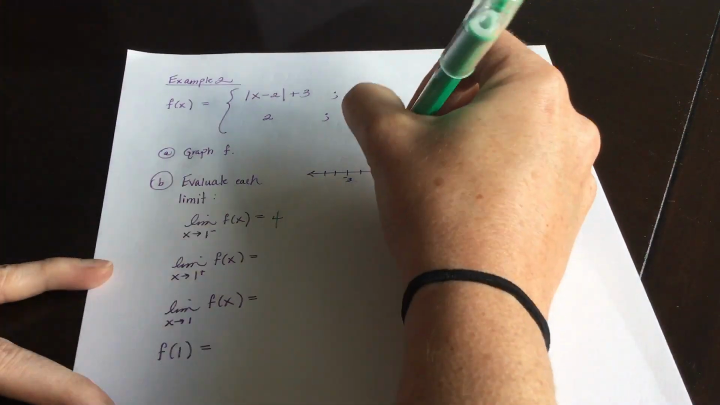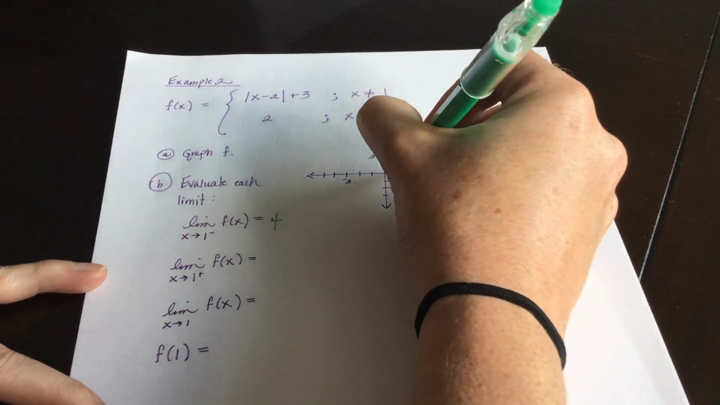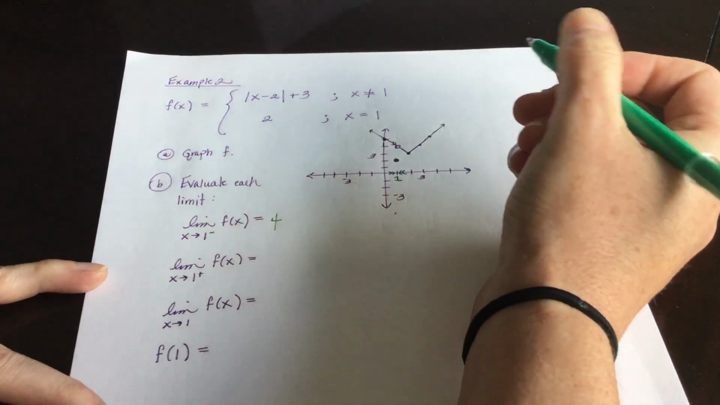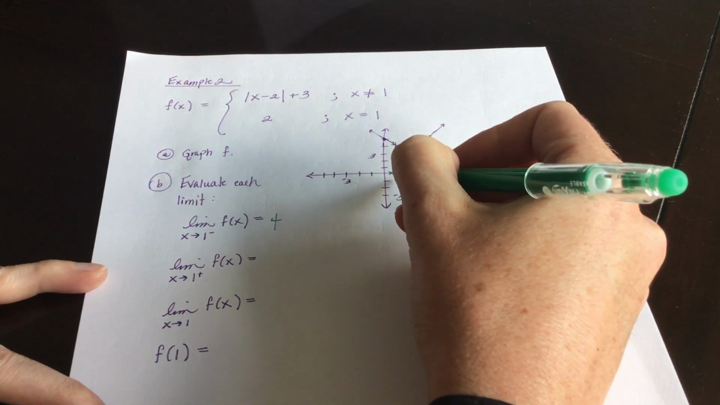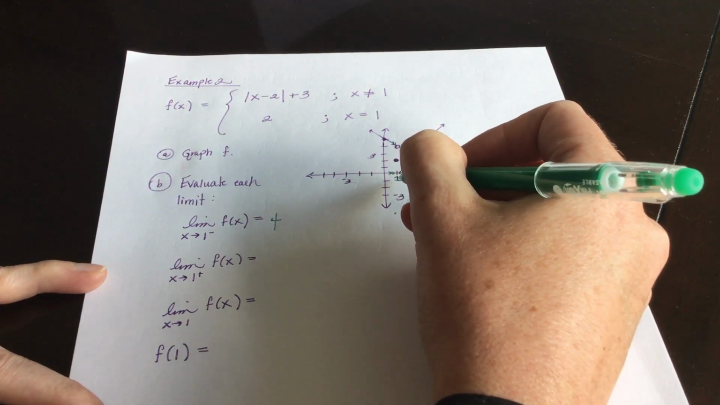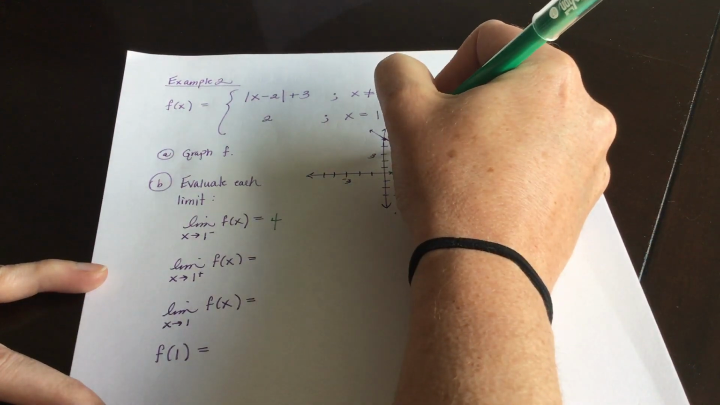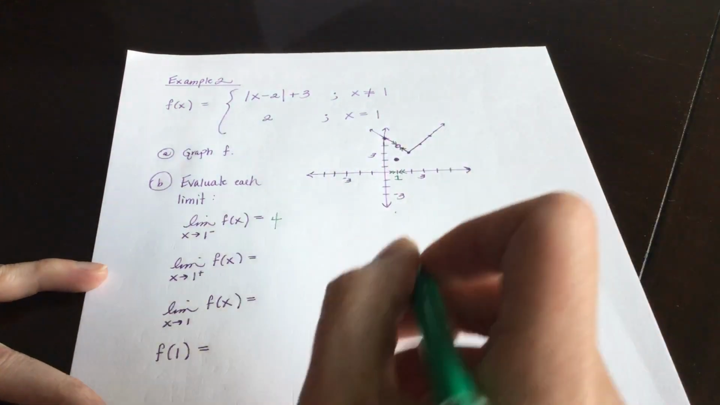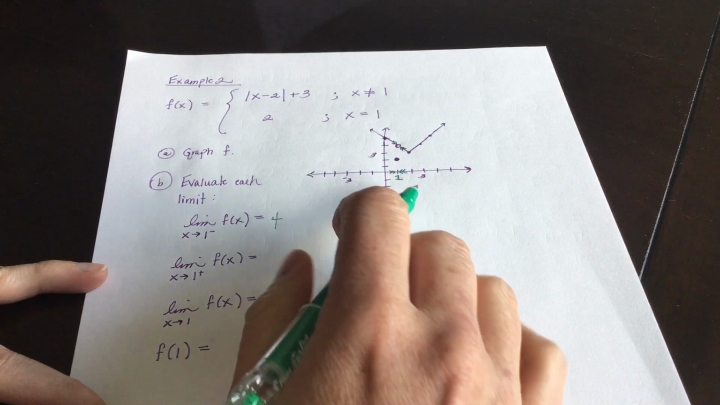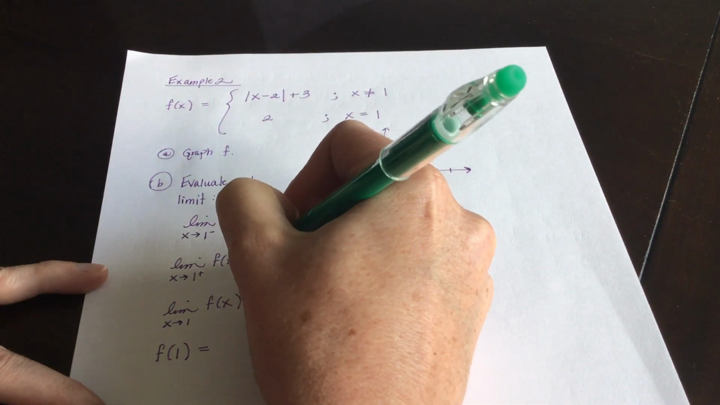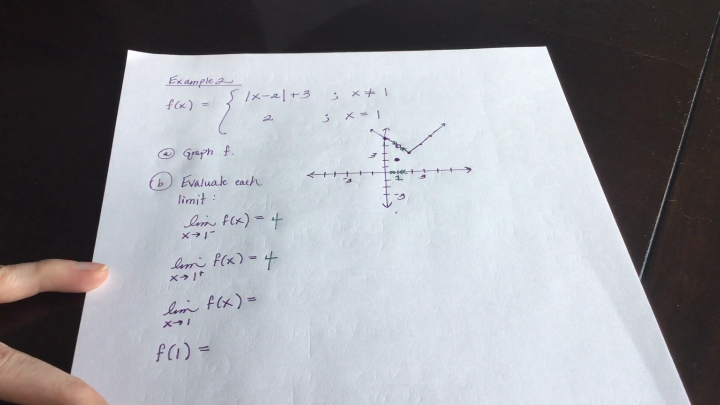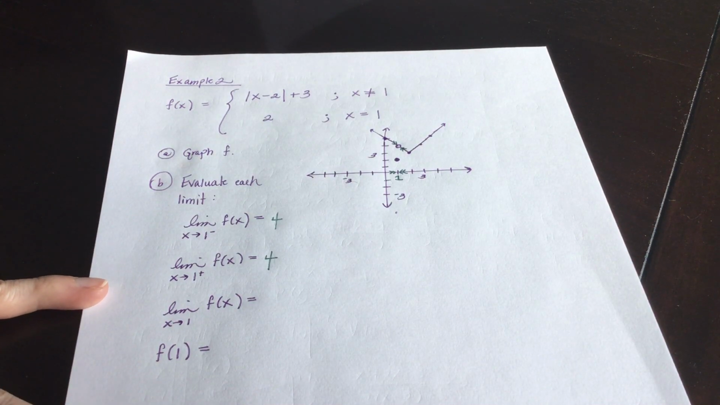Limit as x approaches 1 from the right. So this time we're approaching positive 1, but from the right side. So we're not plugging 1 in. I repeat, we're not plugging 1 in. We're plugging in 1.00000001. And so when you plug in numbers that get infinitely close to 1 from the right side, you get numbers that get infinitely close to 4. So we would say the limit as x approaches 1 from the right of this function is 4.